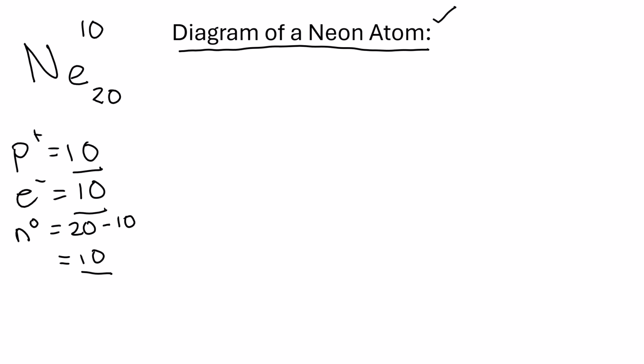Okay, so again, you're going to draw a heading underlined in pen, not cursive, you're going to do print. Okay, then again, you start with the nucleus in the middle. Inside my nucleus, I have 10 protons for 1 mark. I have 10 neutrons for 1 mark.